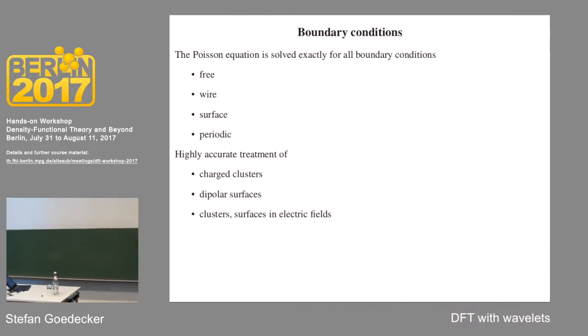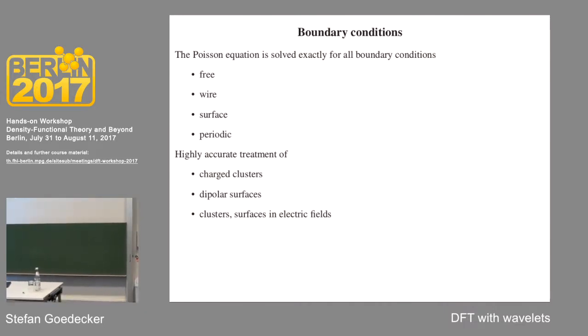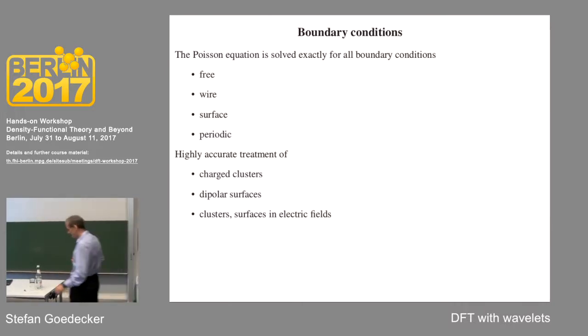Okay, so that's the basic idea. I have shown it, as I told you, for free boundary conditions, but we can calculate the Green's function also for periodic boundary conditions, surface boundary conditions, and so on. And that means that because we have the exact Green's function for all those boundary conditions, we can treat charged clusters without any problem, for instance. We don't need something like compensating backgrounds. We can describe dipolar surfaces or clusters, or surfaces in electric fields, for instance.